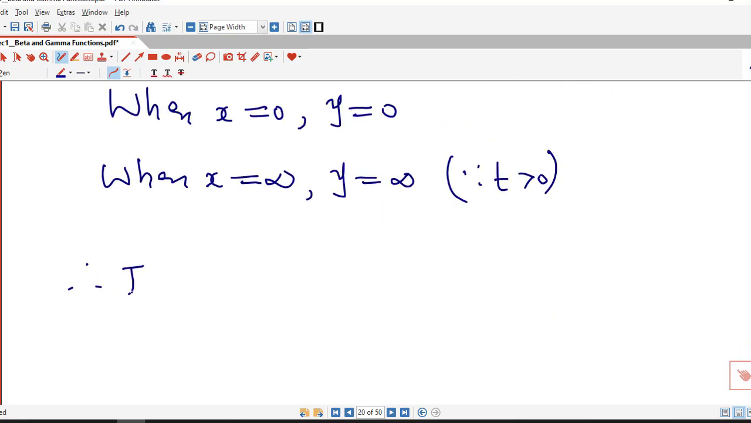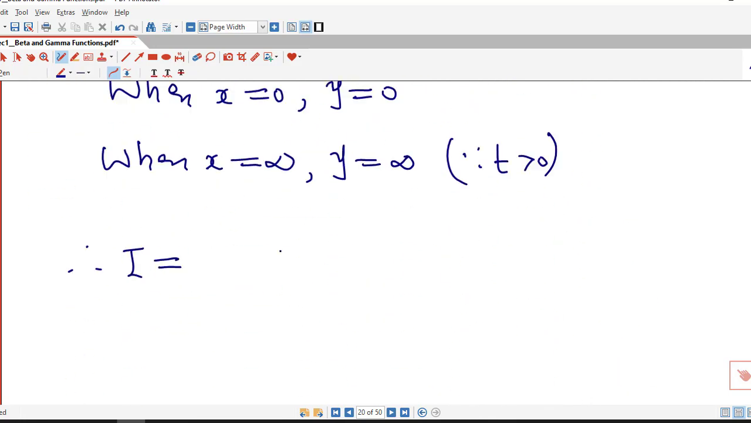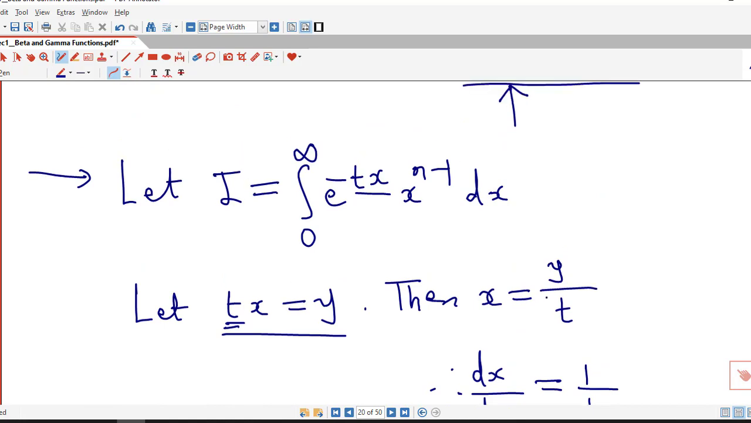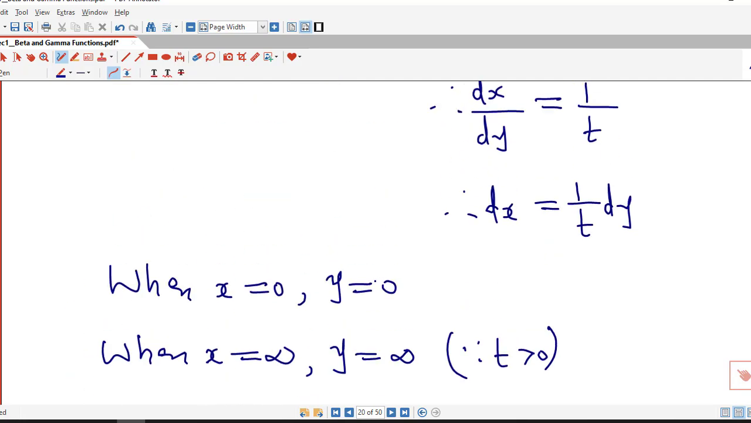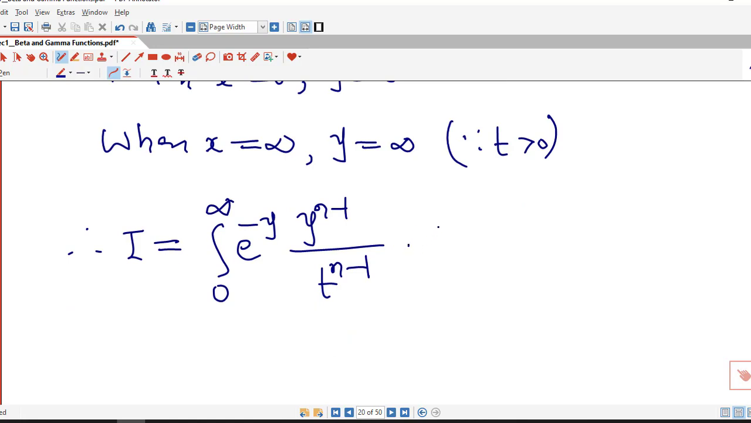So therefore on the right hand side, in I we have 0 to infinity e raised to minus tx. So tx is replaced by y, and x is replaced by y over t. So x raised to n minus 1 equals y raised to n minus 1 over t raised to n minus 1, and dx is nothing but 1 by t into dy. So here we have replaced dx by 1 by t into dy.